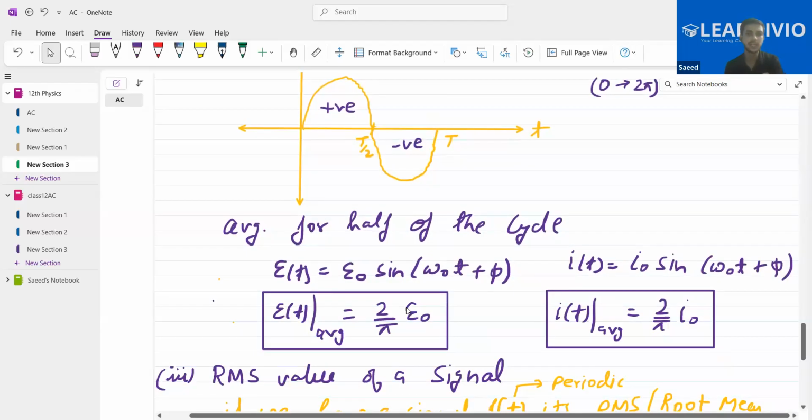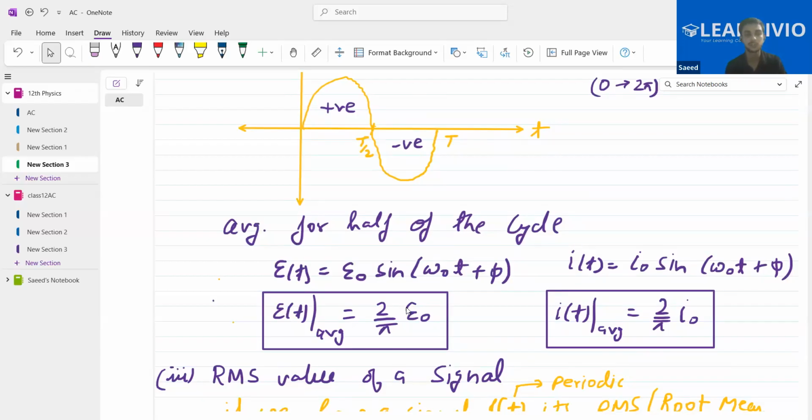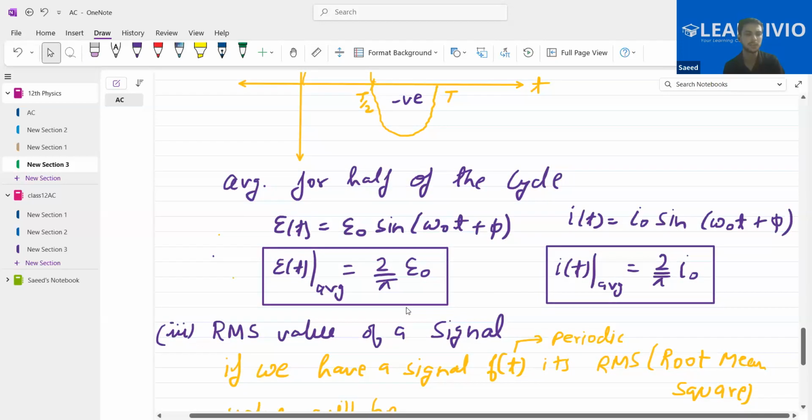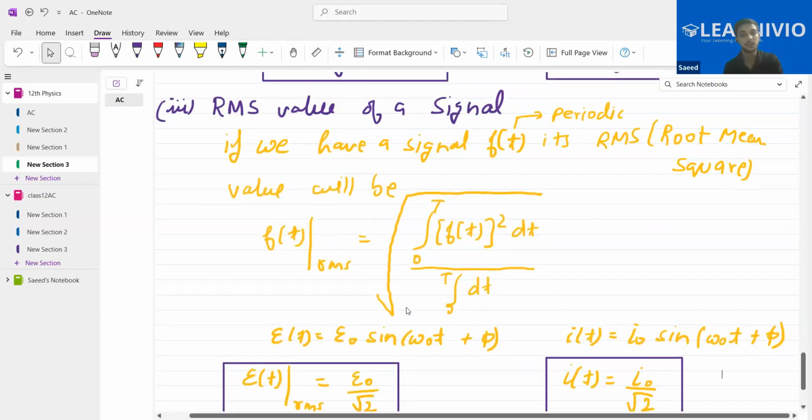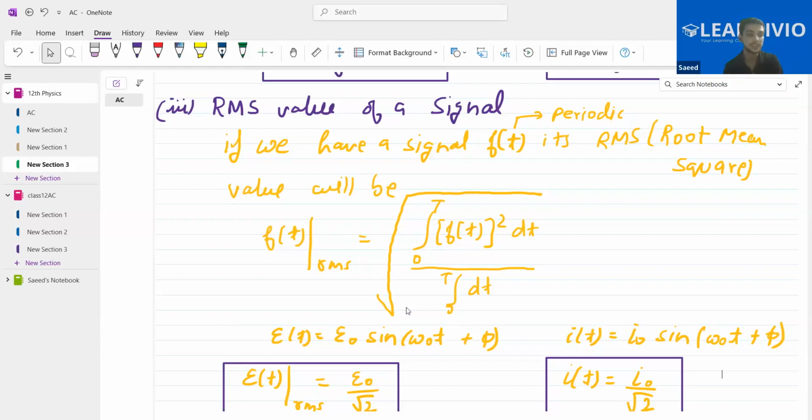Understood? But again, we have some restrictions, because we are defining it for half of the cycle, so we define it separately. Because of this, it is also not a perfect way. But the RMS value is true. We are not putting any extra conditions on it. We find that the RMS value of our signal is E naught by root 2. For I of t, the RMS value will be I naught by root 2: maximum amplitude divided by root 2.